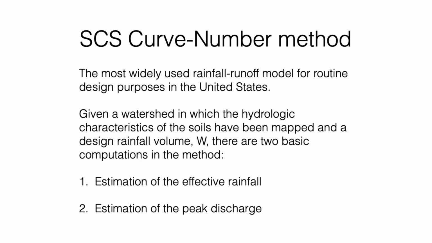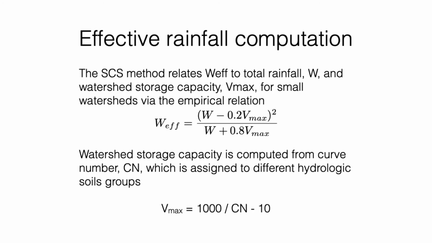The method provides lots of tables to represent most situations, and for this reason it has been widely applied everywhere, although it is especially easier to apply in the US, where the input information is already collected in the format required by the model. Effective rainfall, capital W_F, is computed by a simple formula that involves total rainfall, capital W, and the watershed storage capacity, Vmax. This storage capacity is related to a property of the basin that is called the curve number, the relation given by the expression in the lower part of the slide.